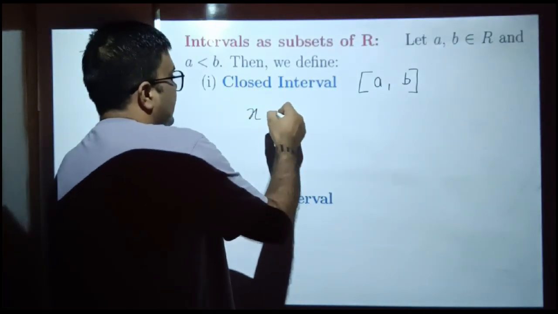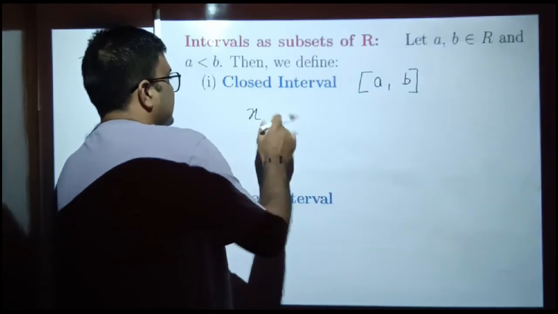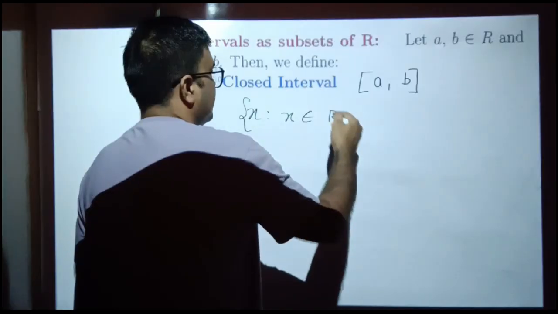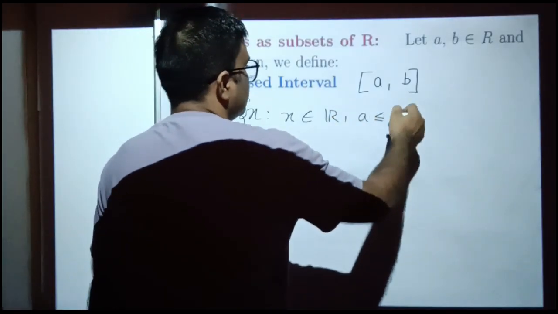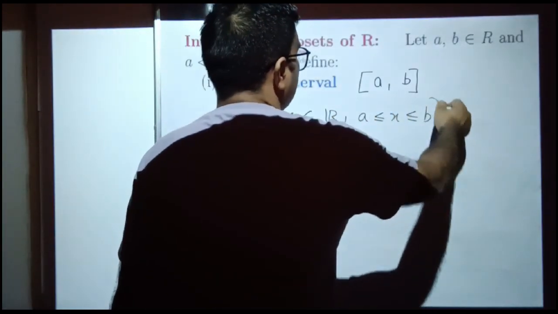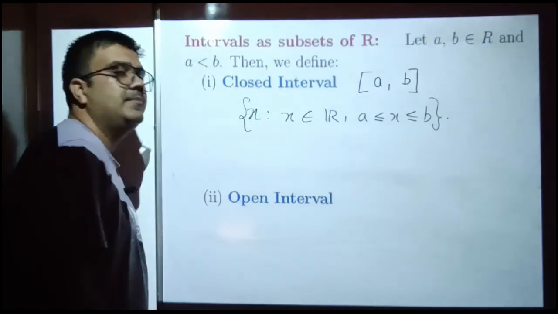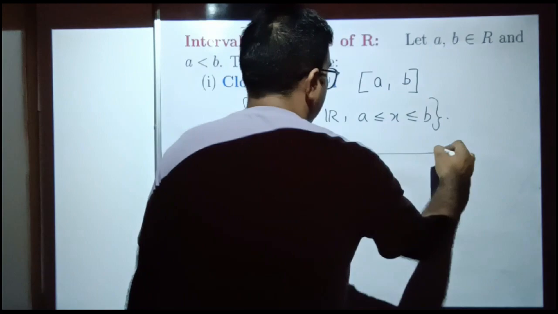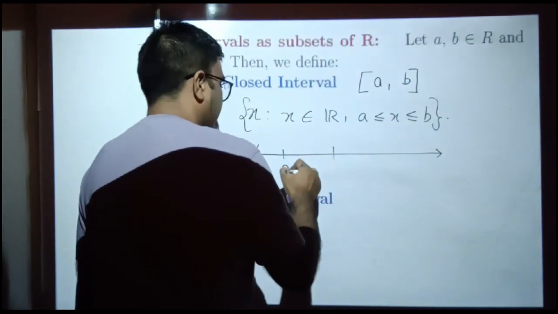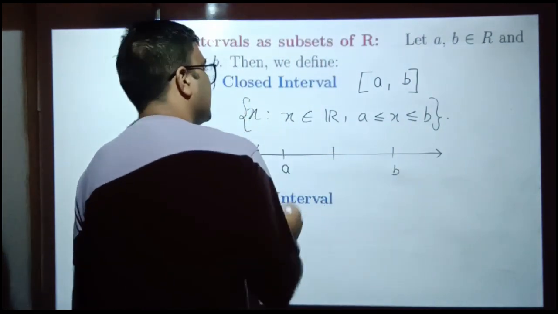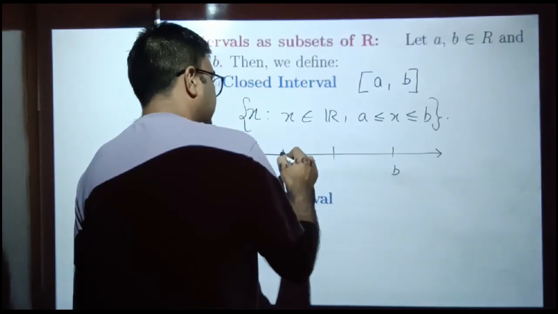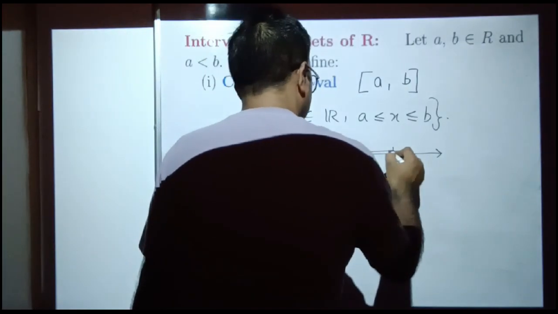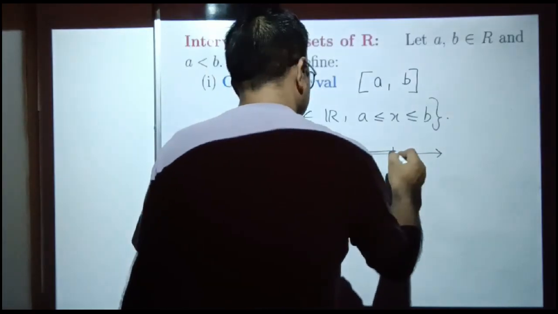It is representing the set of x such that x is a real number, a is less than equal to x is less than equal to b. If we represent this on the number line, suppose we have a, we have b, both these endpoints are included and we are talking about all the numbers between these. This is a subset of R.